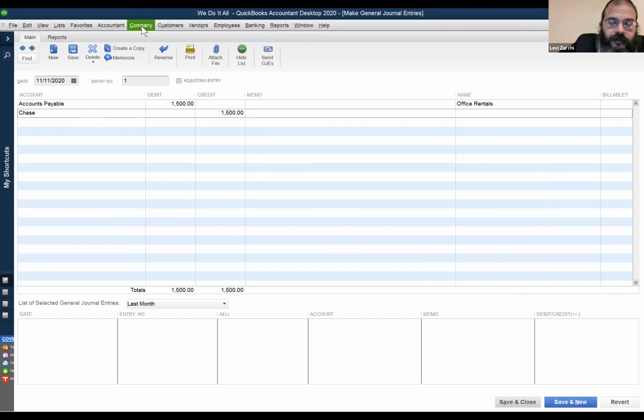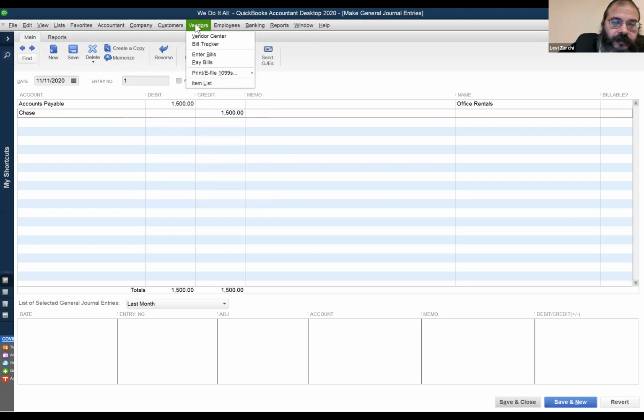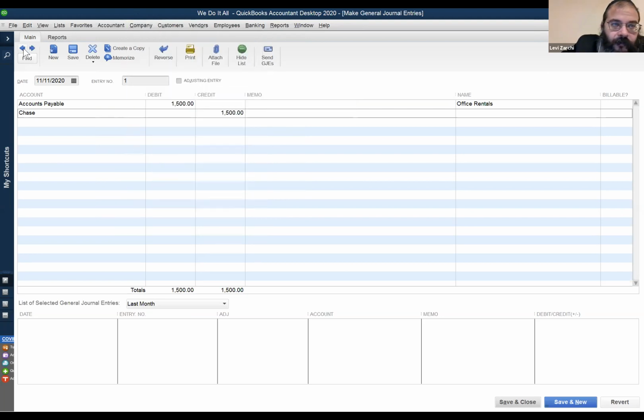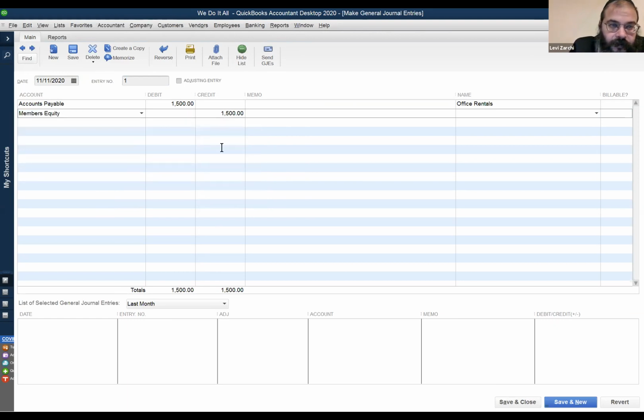So again, if you want to go back to what it says in the updated version of the curriculum, it's not 100% necessary, but if you want to cross the T's and dot the I's, you go back to company, make journal entries, you do arrow back to get to number one, and you just change where it says members' equity. You will write CH for Chase and press save and close.